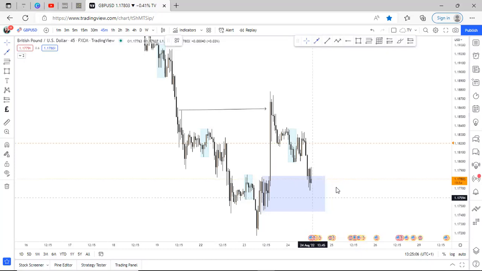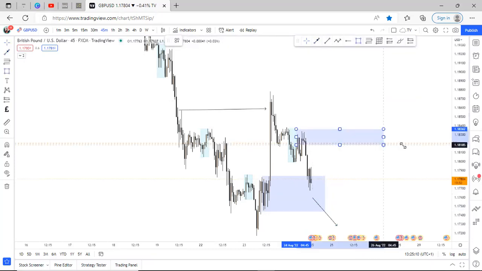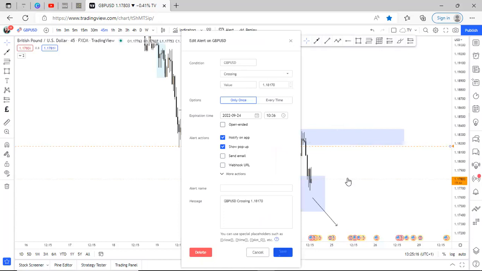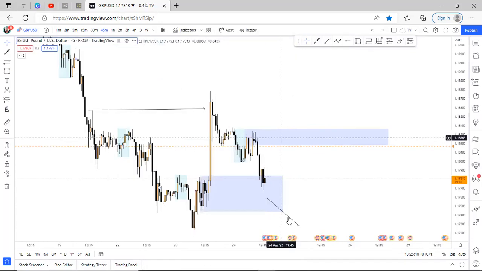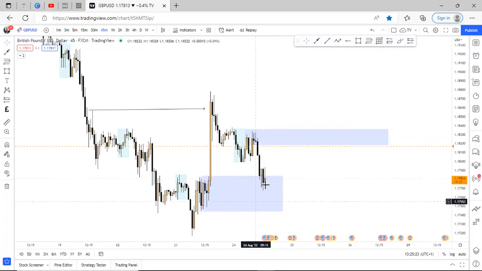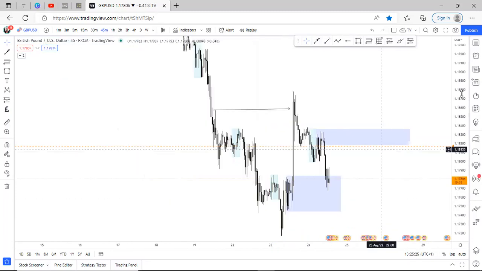if price breaks below this level right here, then I'll be looking for sell opportunities from right here. You can see I have my alert set already for a possible sell entry from right here if price should break this zone. But for now, I'll be monitoring to see if we can actually get buys from this demand level.